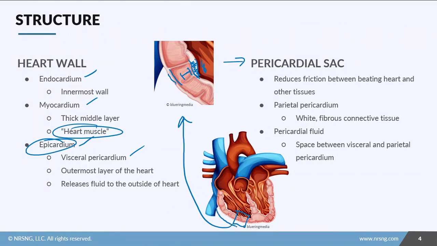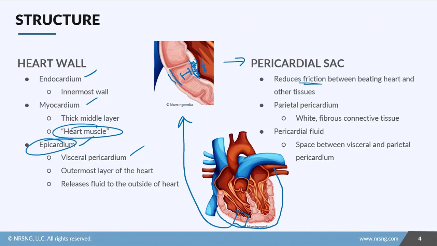There is literally a membrane that goes all the way around, and there are 2 sides to it. There's a visceral pericardium, which is the outside of the heart, and then you have the parietal pericardium. Now, what the pericardial sac does is every time the heart beats, it reduces friction between the beating heart and other tissues. Imagine the heart rubbing up against the lungs or some other tissue every time it beats; you're actually going to create friction. So it's going to reduce that friction.